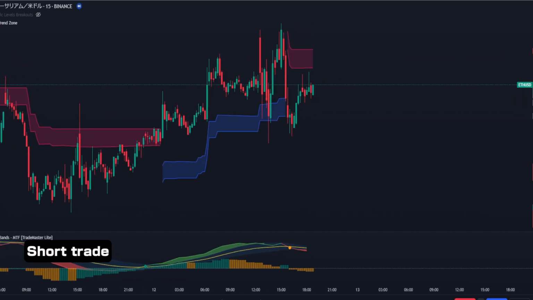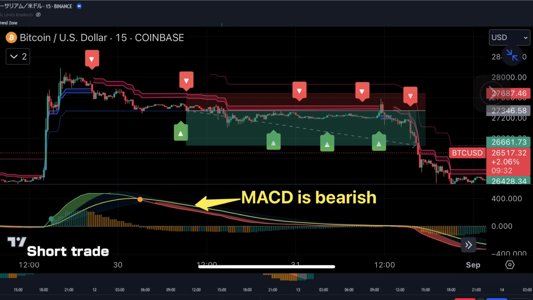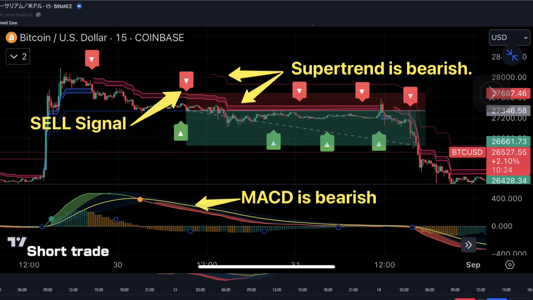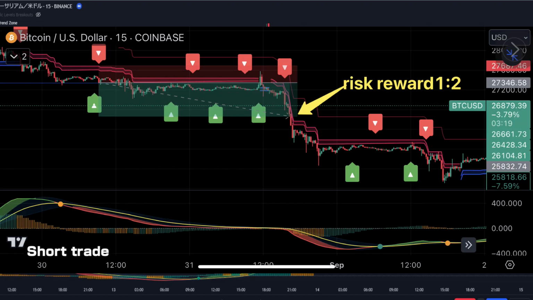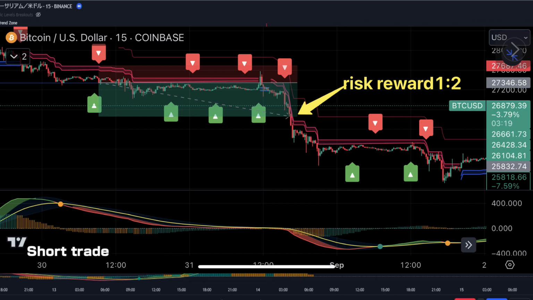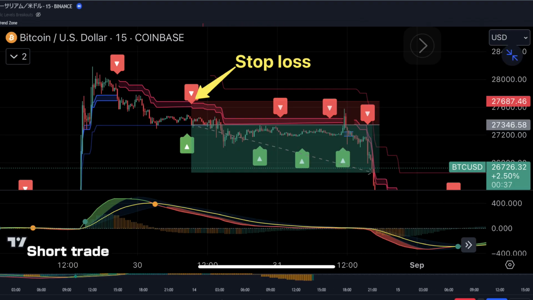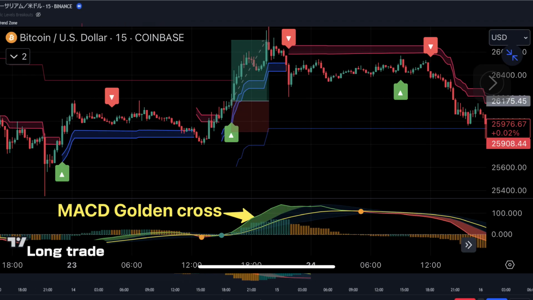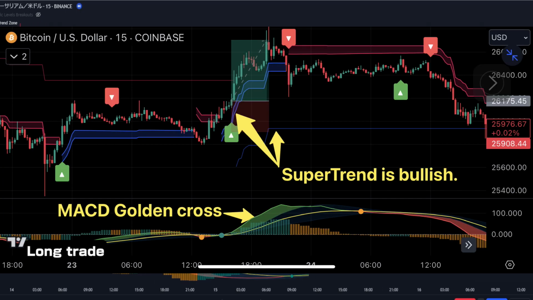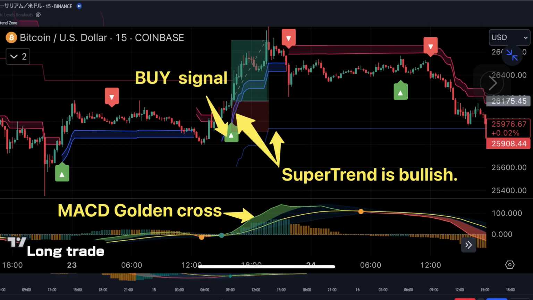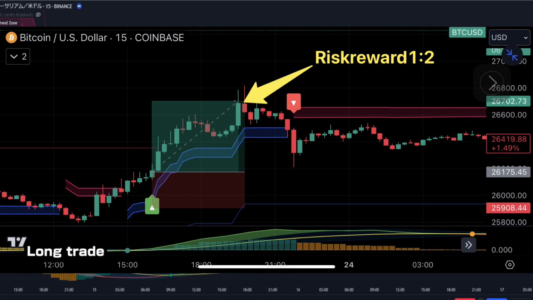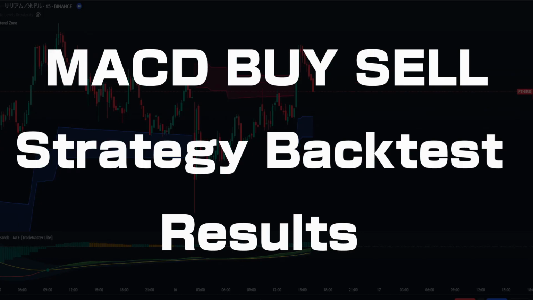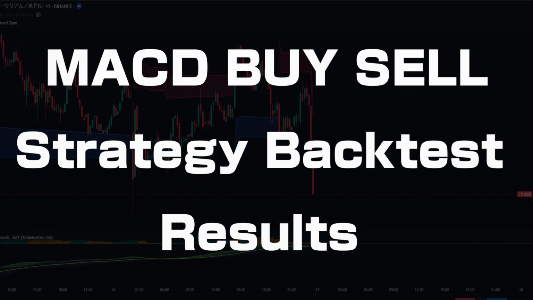For short trades, MACD experiences a death cross, indicating a bearish market. Supertrend indicates a bearish market. Go short when a SELL signal appears. Take profit. Risk to reward 1 to 2. Stop loss. Short-term supertrend. For long trades, MACD makes a golden cross and enters a bullish market. Supertrend turns bullish. Go long when a buy signal appears. Take profit. Risk to reward 1 to 2. Stop loss. Short-term supertrend.